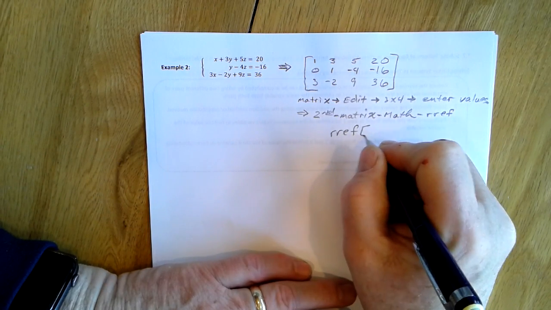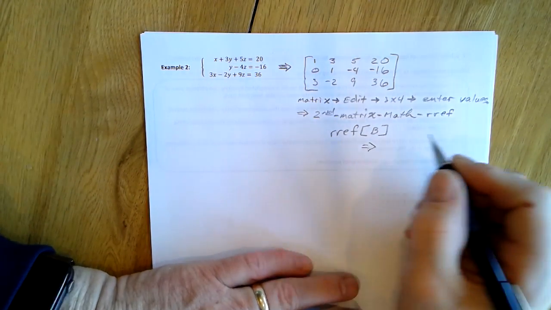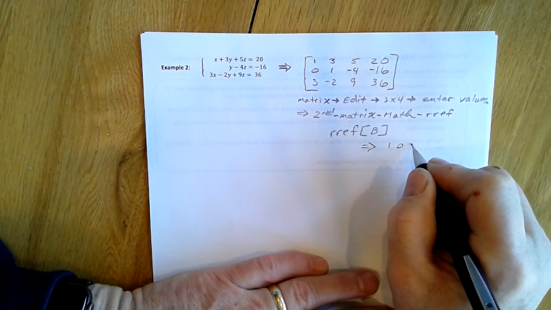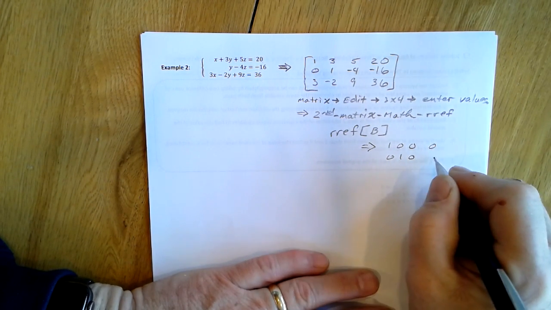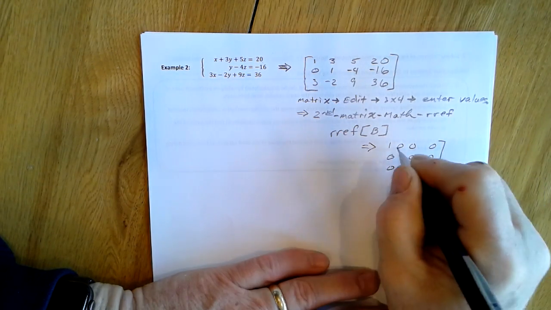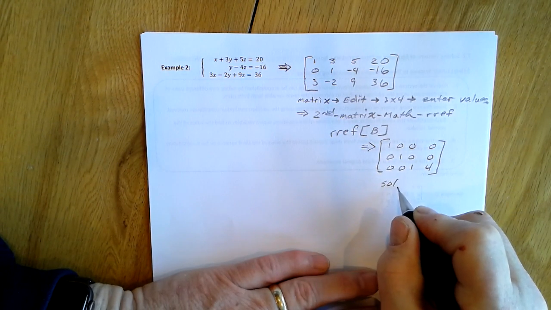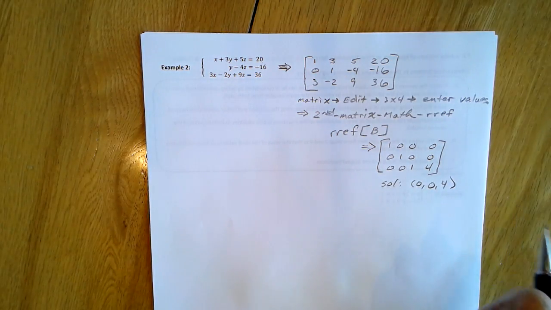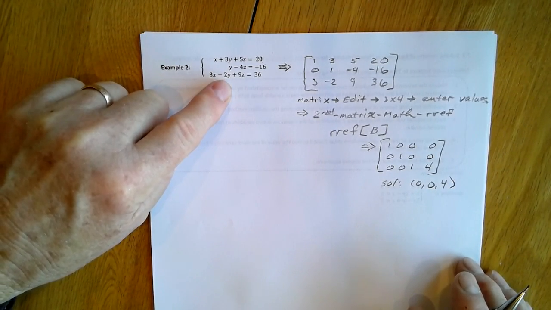And in your home screen, when you have RREF, go call your matrix up. Mine happens to be B. When we do this, what will happen is you will get a matrix that looks like this: 1, 0, 0, 0, and then 0, 1, 0, 0, and 0, 0, 1, 4. And what that is telling us is that the solution is 0, 0, 4. Now you know what you're supposed to get when you solve this system.